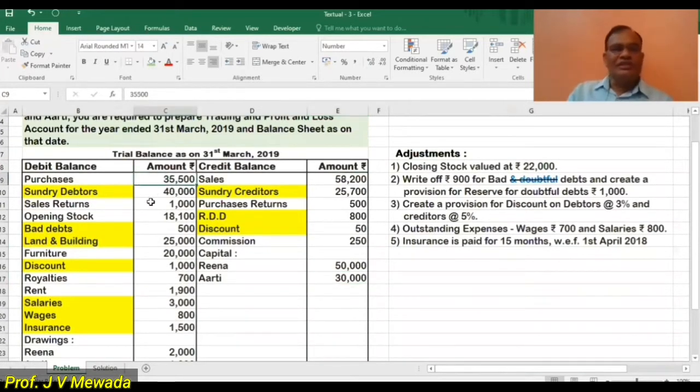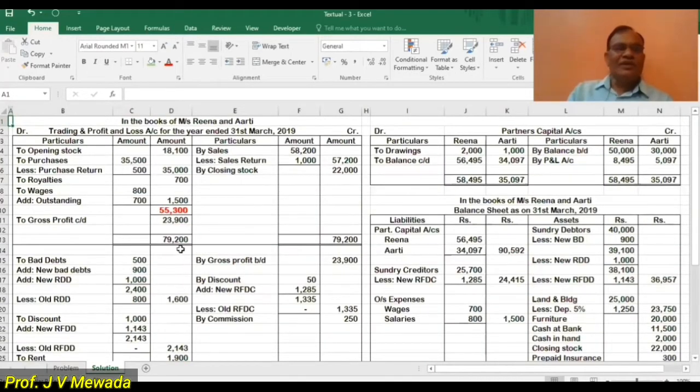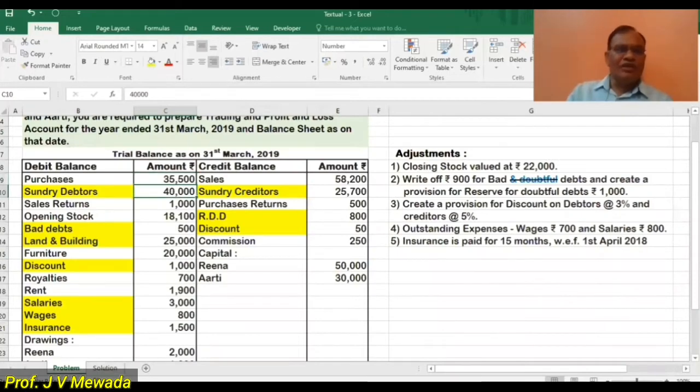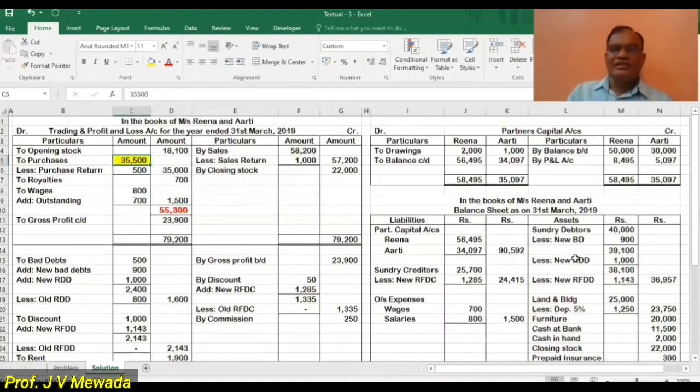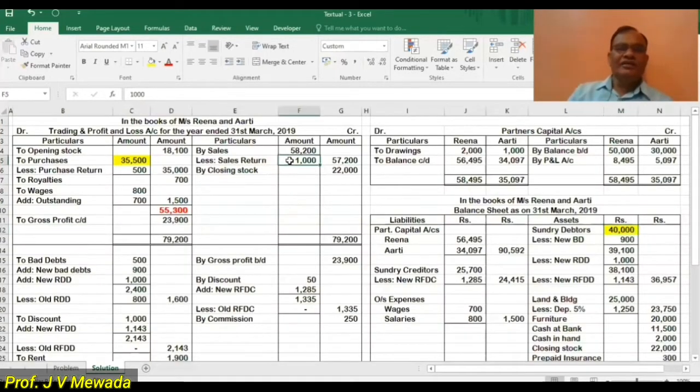Debit side, purchase is 35,500. So we are writing 35,500. Okay. On the debit side. Now, next is sundry debtors, 40,000. So on the asset side, 40,000 sundry debtors in the formula. Next, we are having sales return. So minus from the sales. Okay. So trading account, credit side, sales return.